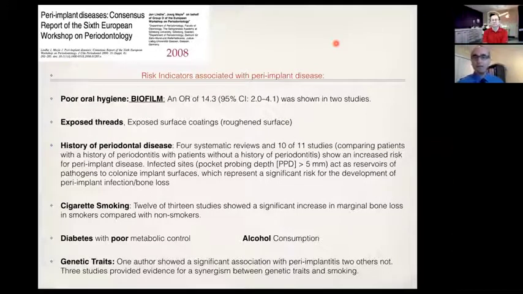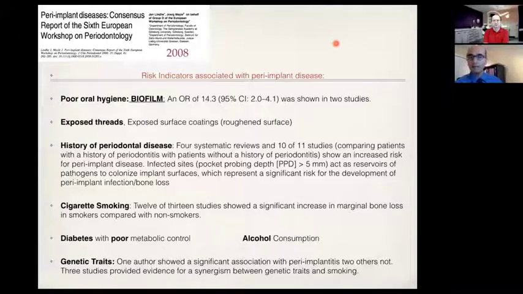The other thing I talked about is history of periodontal diseases. Studies have shown that in people with several pockets greater than 5 millimeters, these pockets of 5 millimeters and higher work as reservoirs for bacteria inside the mouth, and they can easily colonize implant surfaces, which is a risk factor for development of peri-implant infection.